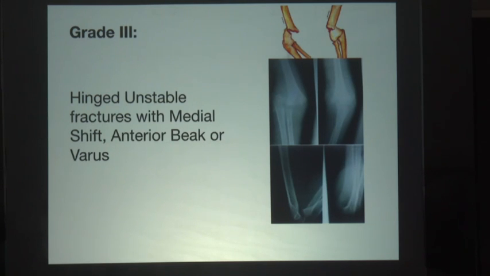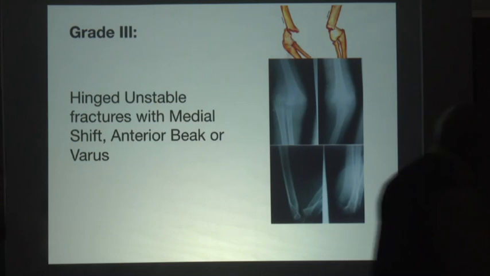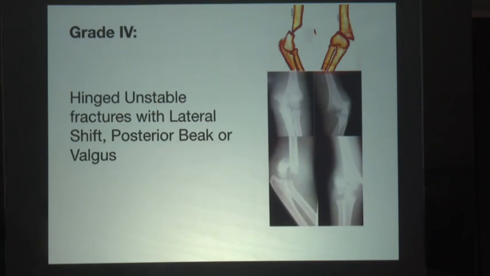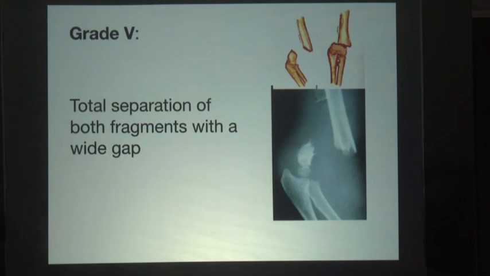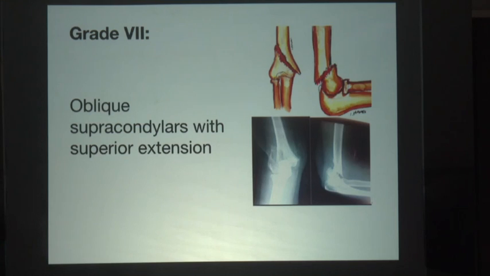Grade 3 is hinged unstable with medial shift, anterior beak or varus of the limb. You can see in the lower picture. Grade 4 is similar but with a posterior beak and a valgus. Grade 5 is total separation of both fragments. Grade 6 is proximal fragment is piercing into the brachialis. It presents as a blue blotch medially or laterally. And grade 7, oblique supracondylar fractures. These are not manageable conservatively.